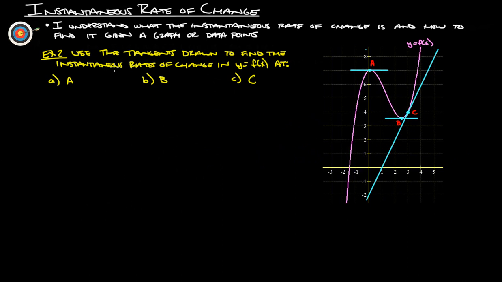Example 2: use the tangents drawn to find the instantaneous rate of change in y equals f of x. So this pink thing here is y equals f of x. Okay, and then we're going to find that instantaneous rate of change at A, B, and C. So here's point A. I actually already drew the line for you.